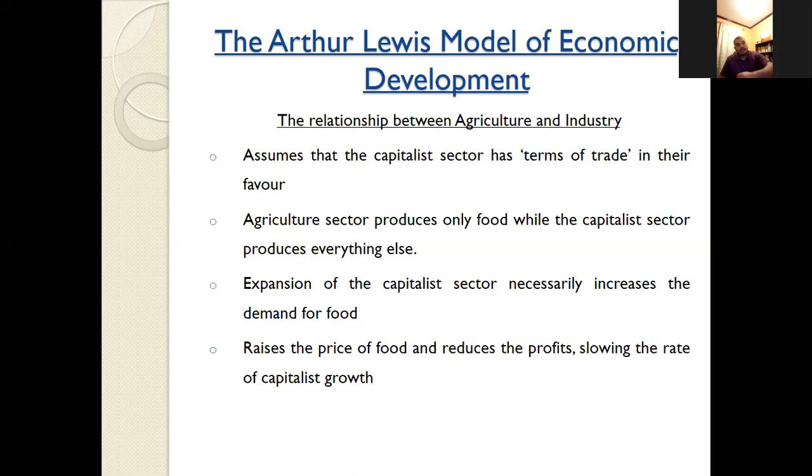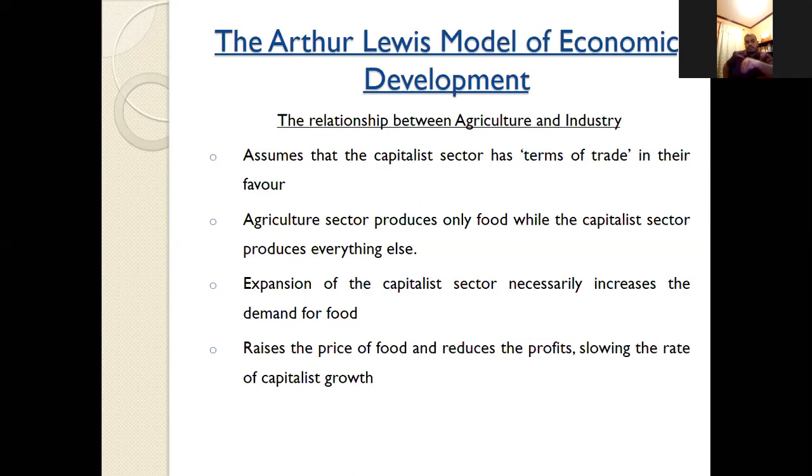The expansion of the capitalist sector necessarily increases the demand for food. Now, this is a very important point, because here is where we actually see part of the interrelation existing between the agricultural sector and the industrial sector, and the growth of that capitalist sector. Now, what that growth does in the agricultural sector is that because it's a backward sector, and the technological innovation and reinvestment and the redeployment of capital to increase productivity in that sector does not occur, it puts pressure on the food prices and it reduces the profits of the capitalist sector.